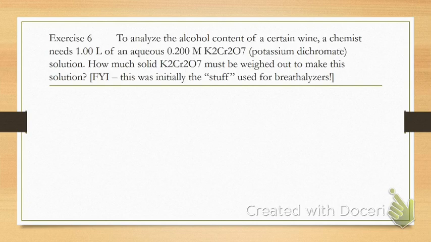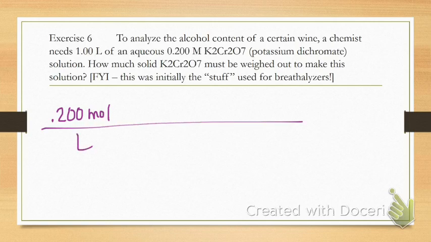So here we're going to measure how we would make potassium dichromate. How much must be used to make 1 liter of a 0.2 molar solution? So volume times molarity gets us to moles. So we're going to say 0.200 moles per liter, and we want 1 liter. So that's that and that. Now I have moles of potassium dichromate.